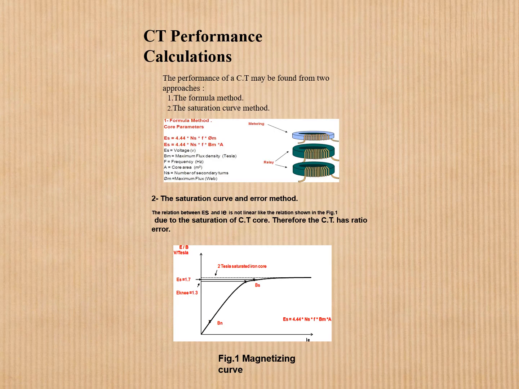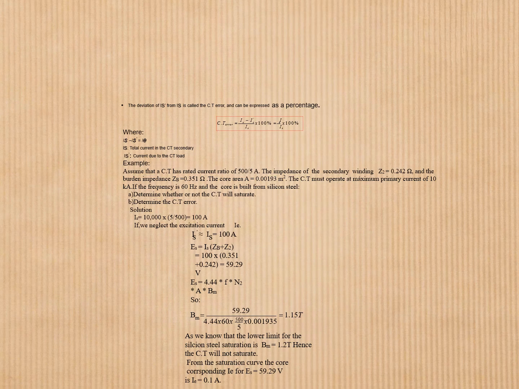Second, the saturation curve and error method. The relation between Es and Ie is not linear like the relation shown in Figure 1, due to the saturation of the CT core. Therefore the CT has a ratio error. Figure 1, magnetizing curve.